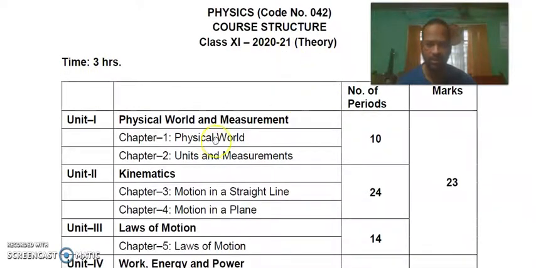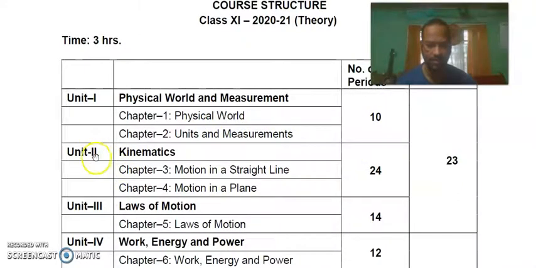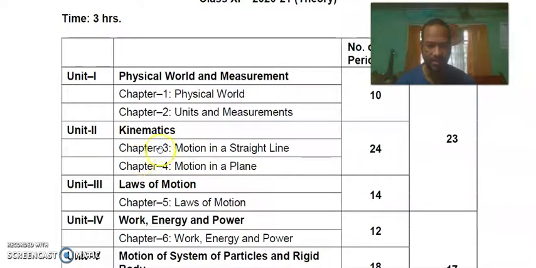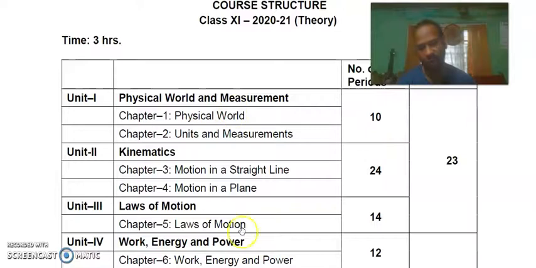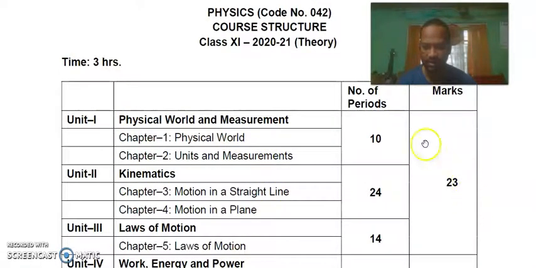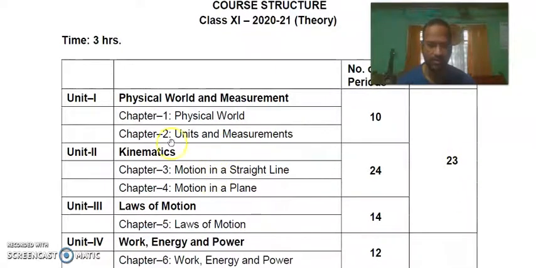Unit 1 contains chapters 1 and 2, physical world and units and measurement. Unit 2 contains the kinematics part, chapters 3 and 4, motion in a straight line and motion in a plane. Unit 3 contains laws of motion, that is Newton's laws of motion, chapter 5. From chapters 1 to 5 there are a total of 10 plus 24 plus 14, that is 48 periods, containing these 3 units, and the total marks coming from these 3 units is 23. So from these 5 chapters you will get 23 marks in the class 11 final examination.